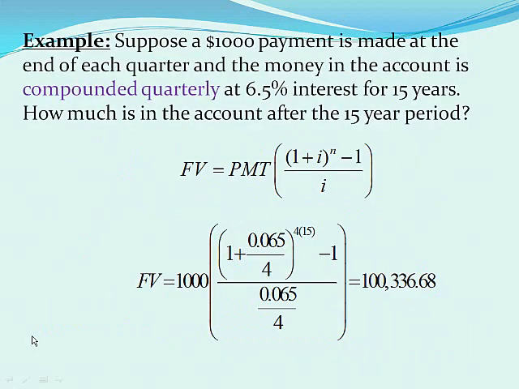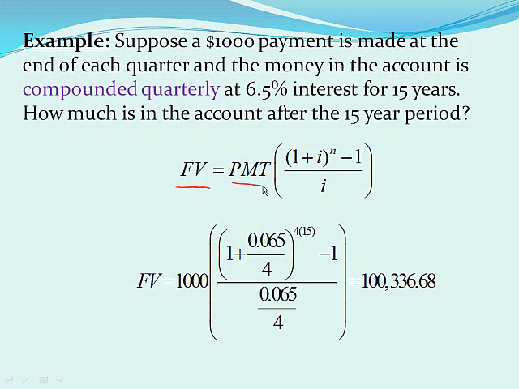Here is another example. Suppose a $1,000 payment is made at the end of each quarter and the money in the account is compounded quarterly at 6.5% interest for 15 years. How much is in the account after the 15-year period? So we are speaking about the future value.